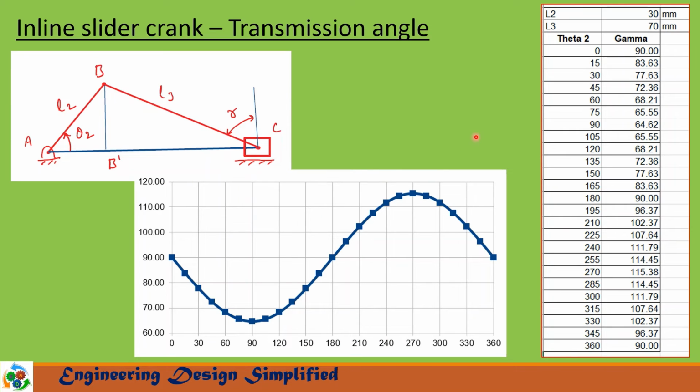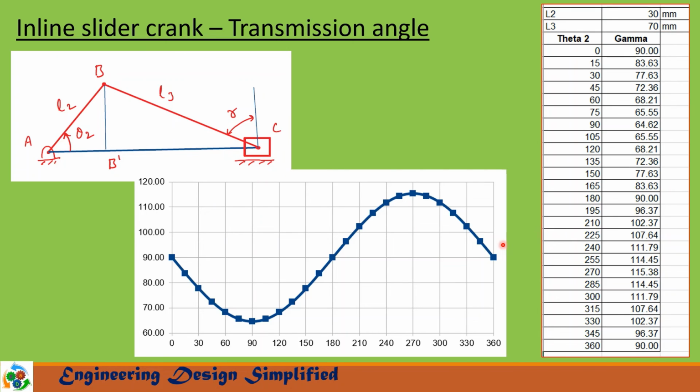Now let us take the same problem to find transmission angle for crank angle theta 2 from 0 to 360 degrees at an interval of 15 degrees. So in this column we have written theta 2 from 0 to 360 degrees at an interval of 15 degrees, and in this column we have calculated gamma, that is transmission angle. So in this problem also we have taken L2 is 30 millimeter, L3 is 70 millimeter.